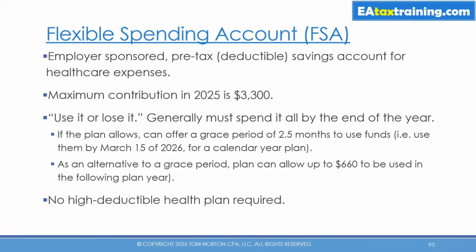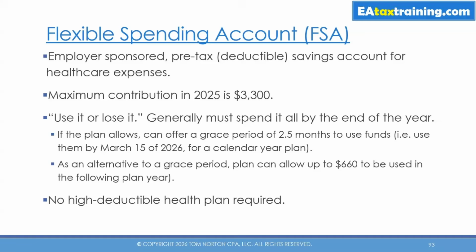Next is a flexible spending account. So this is an employer-sponsored pre-tax savings account for healthcare expenses. The maximum contribution in 2025 is $3,300. This is a use it or lose it. So generally, you must spend all of the money by the end of the year or you lose it. So you want to be a little careful about how much you put in there. If you don't think you're going to spend $3,300, you don't want to put $3,300 in there.